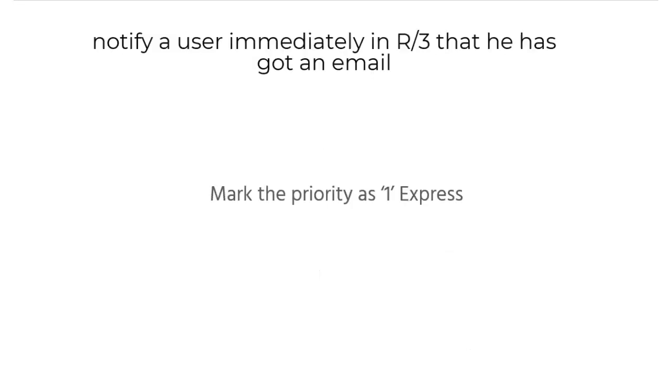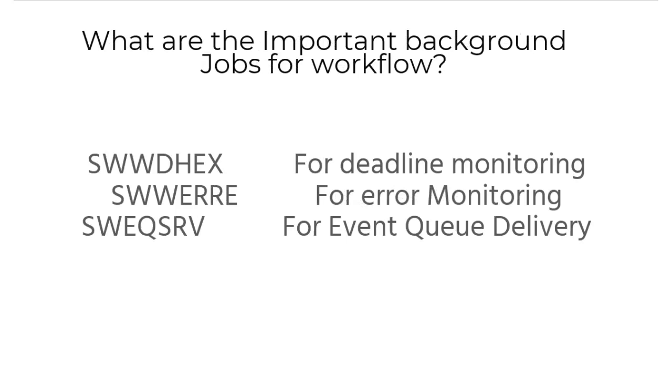How do you notify a user immediately in R/3 that he has got an email? Mark it as priority, express 1. What are the important background jobs for workflow? The first one is deadline monitoring, SWWDHEX, error monitoring, SWWERRE, and event queue delivery, SWEQSRV.